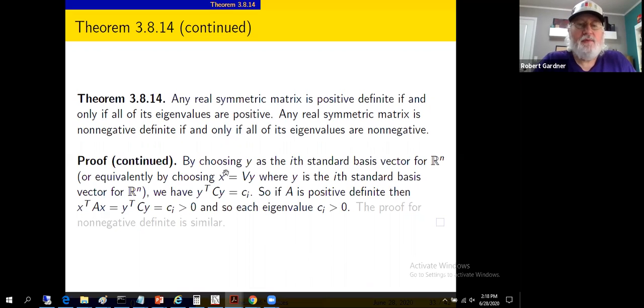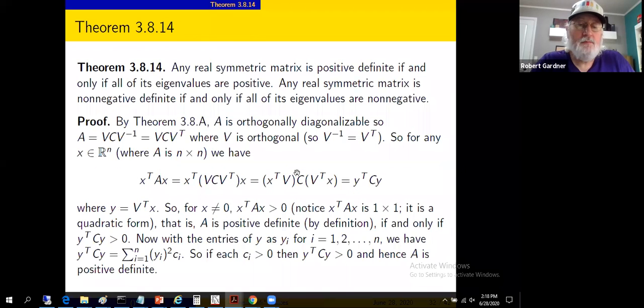This Y we had in the previous computation, here it is Y transpose CY, could be any non-zero vector. And we knew we would get out something that's positive. So let's choose Y as the ith standard basis vector for Rn. So a bunch of zeros and a 1 in the ith position. All right, let me go back. Here's what we were getting for that Y transpose CY.